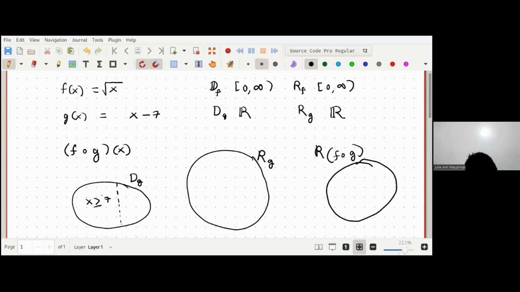So if x is greater than or equal to 7, so ito, yung domain of g can be cut up into two pieces: x greater than or equal to 7 and x less than 7. So if x is greater than or equal to 7, yung range nito is going to be positive.